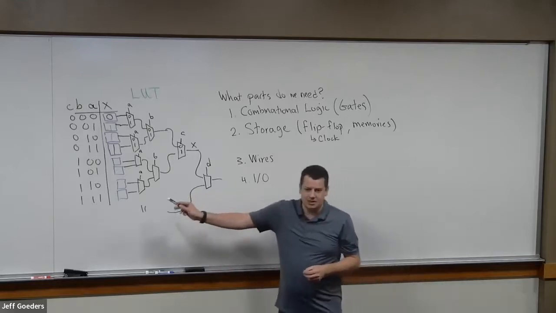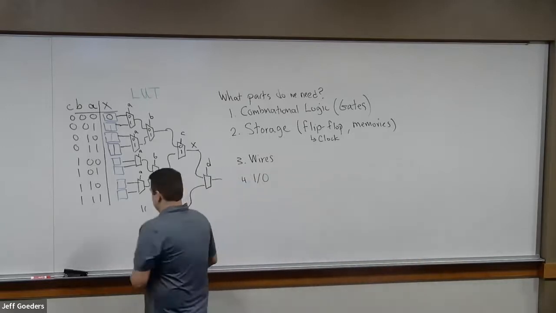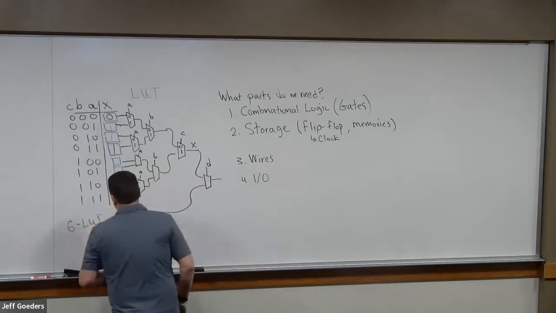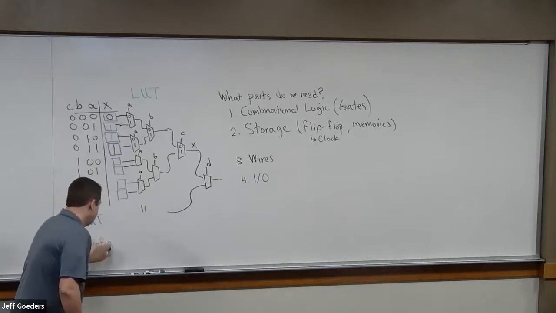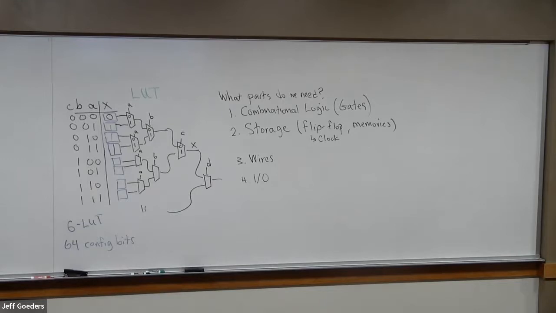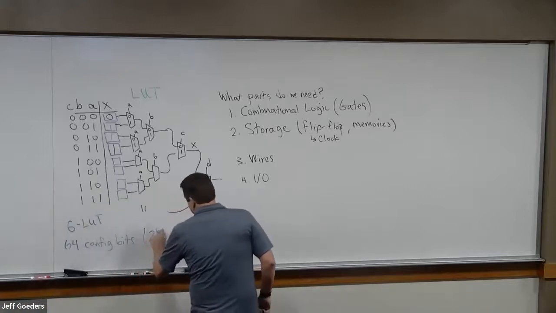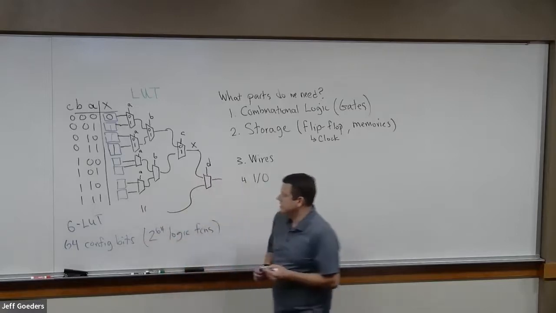So how many blue boxes on a 6 LUT? 64. So a 6 LUT would be 64 bits. How many different logic functions could you make? 2 to the 64. And this number, 2 to the 64, is the number of logic functions.